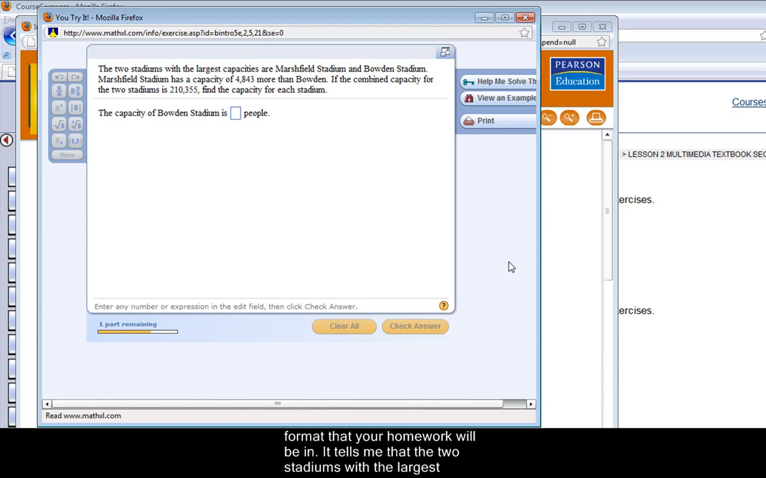It tells me that two stadiums with the largest capacities are Marshfield Stadium and Bowden Stadium. Marshfield Stadium has a capacity of 4,843 more than Bowden Stadium. If the combined capacity is 210,355, find the capacity for each stadium.